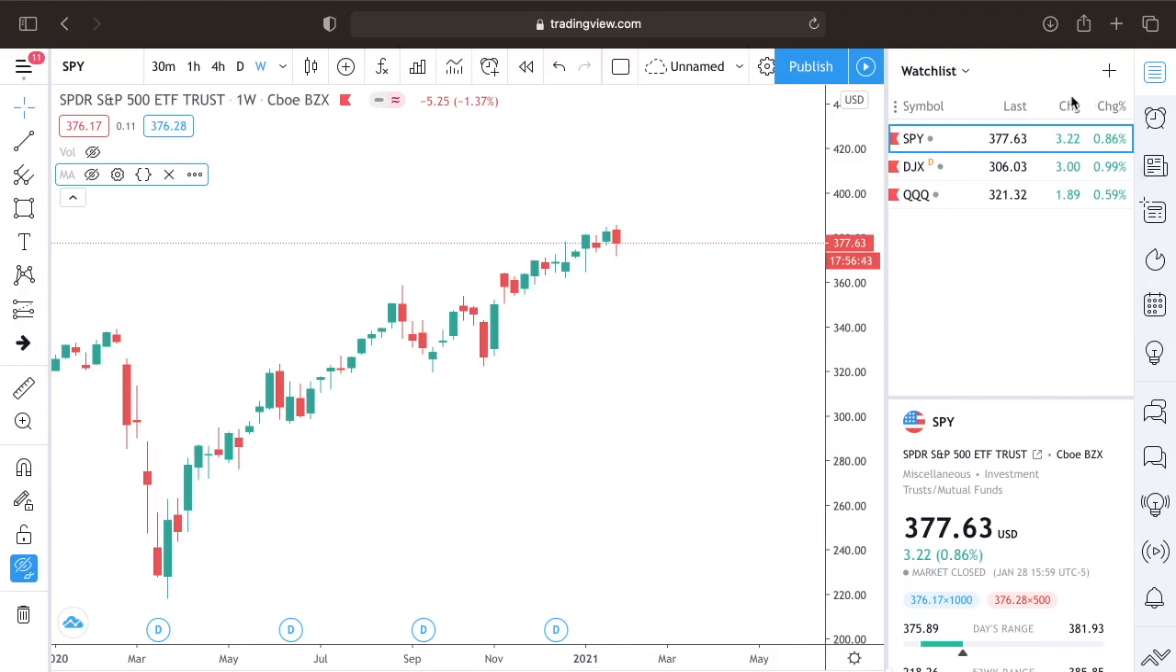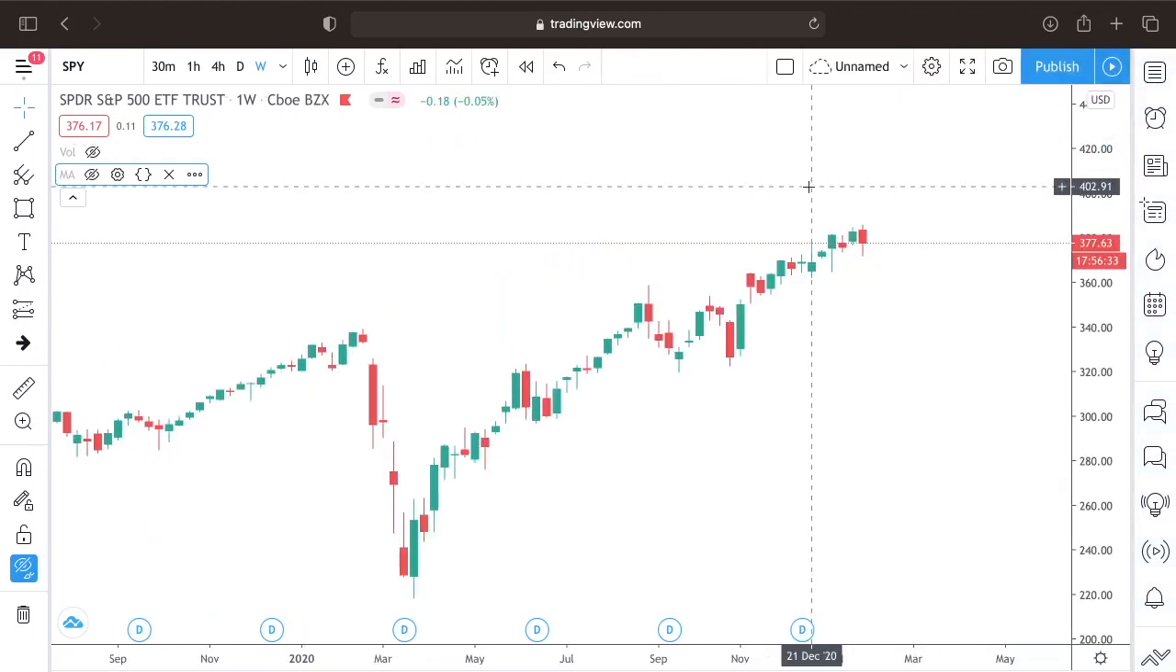Okay, so let's begin. As always, we'll begin with the S&P 500 first, followed by the Dow Jones, and then the Nasdaq. We'll start off with the S&P 500. So we'll begin with the weekly time frame for the S&P 500 and then work our way down from there. On the weekly charts, we see that the S&P 500 is still on a clear uptrend.